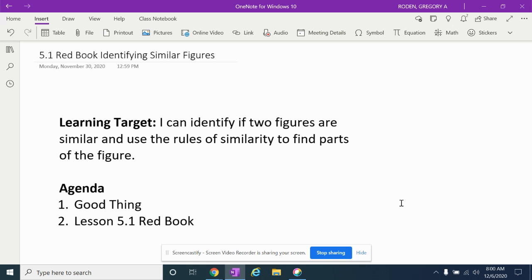And I'm just wanting to talk about 5.1 out of the Red Book. I know we've done a 5.1 before, but we're going to do 5.1 out of the Red Book because the Red Book kind of has some topics that weren't covered in the Blue Book that you guys normally use.